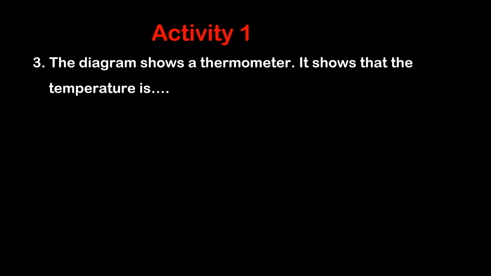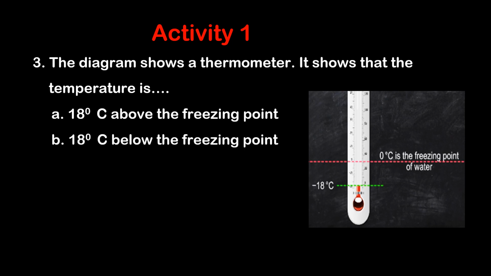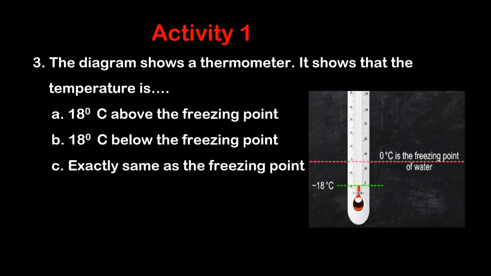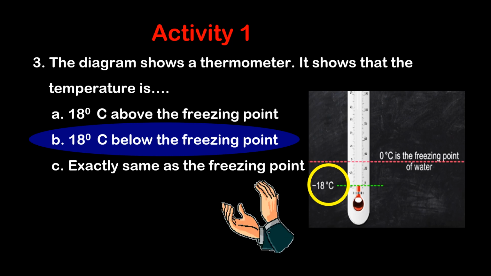Question number 3. The diagram shows a thermometer. It shows that the temperature is 18 degrees Celsius above the freezing point, 18 degrees Celsius below the freezing point, or exactly the same as the freezing point? Yes, the answer is 18 degrees Celsius below the freezing point. As you can see, it shows that the temperature is negative 18 degrees Celsius. Well done. Now give yourself a clap for doing this work.